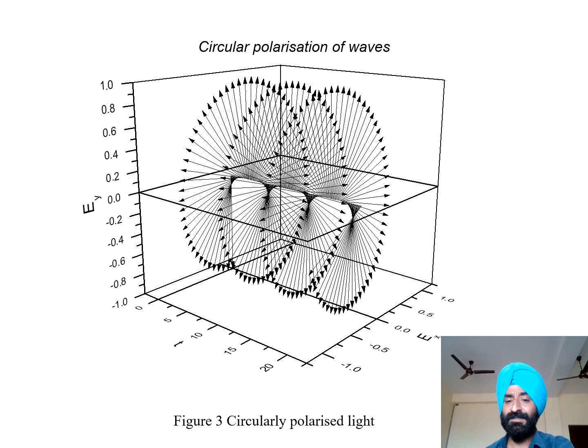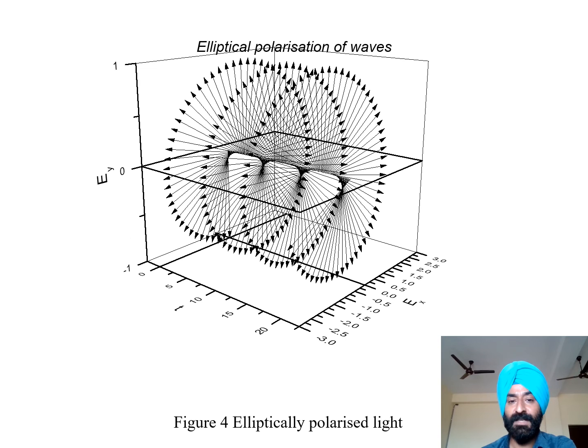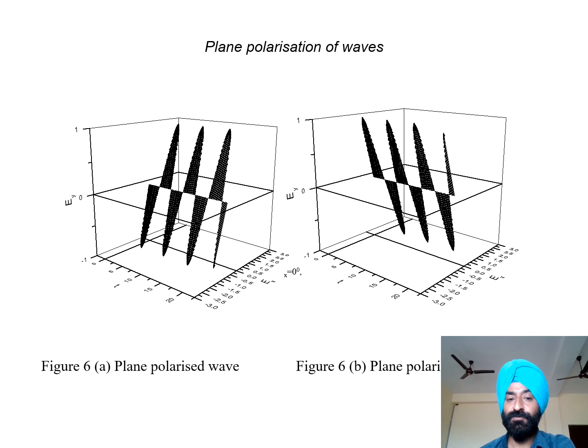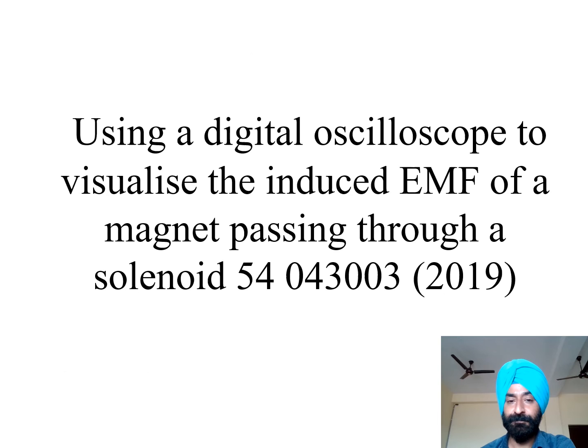So this is your circular polarization. This is your elliptical polarization, when the X and Y values are not the same, if the fields are not the same. This is for -3 to 3, or this is for -1 to 1. Now next is when you have inclined polarization, elliptical polarization. The angle is 45 or 135, and accordingly you get the elliptical. This is for the plane polarized waves.